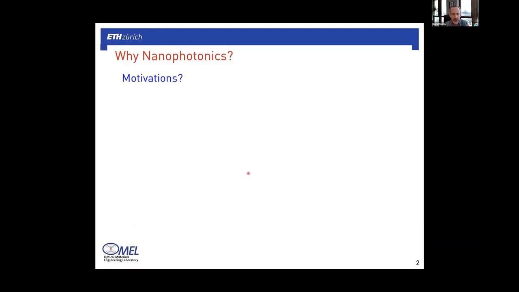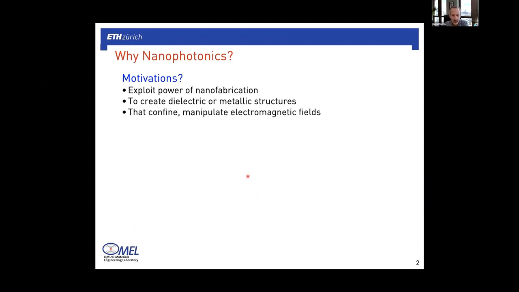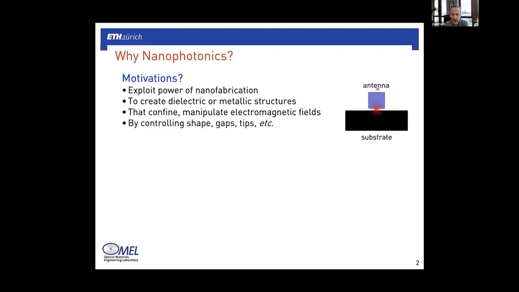I think in nanophotonics, we're motivated to essentially exploit the power of nanofabrication to create dielectric or metallic structures that can confine or manipulate electromagnetic fields. So I think that in 3 bullet points is what we're trying to do. And so we can imagine that by controlling the shape of some little structure, often called an antenna or nanoantenna, that might have gaps or tips or some kind of shape, using that to enhance the interactions with electromagnetic fields and materials and hopefully make useful devices.